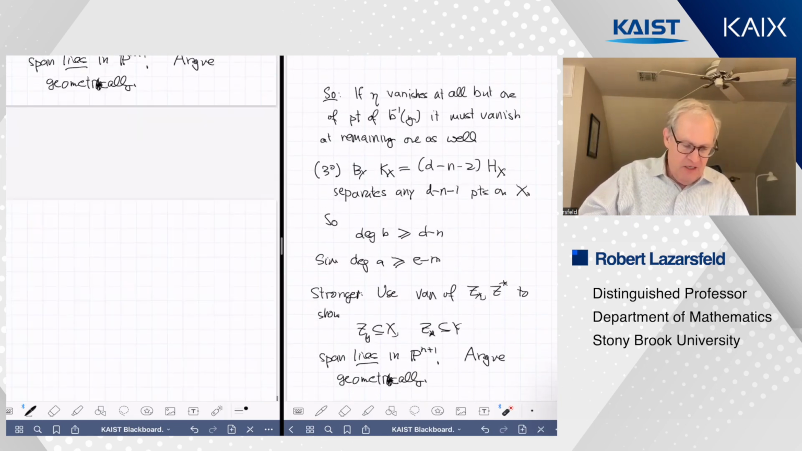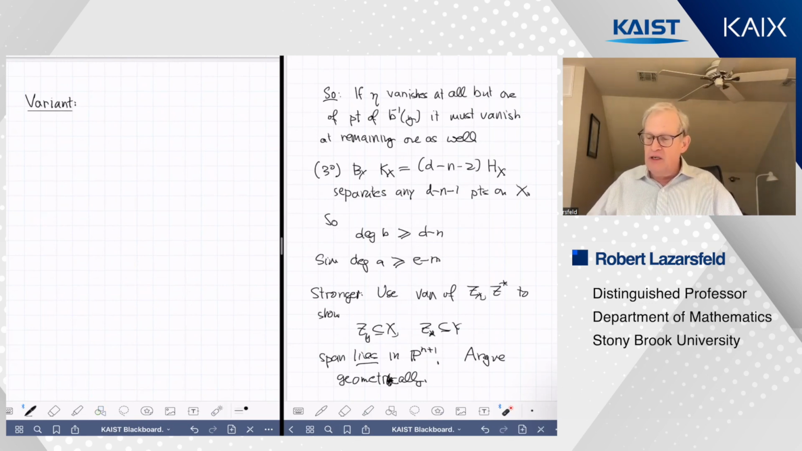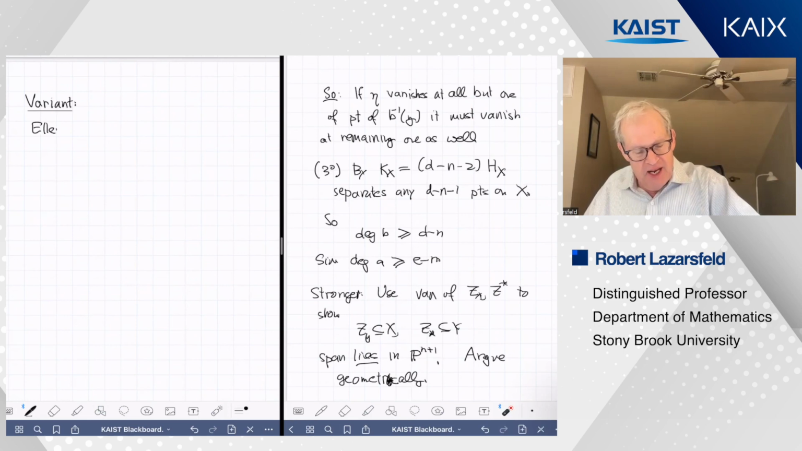Now there's a variant of this that seems interesting, raised by Jordan Ellenberg. Instead of looking at correspondences between two very general hypersurfaces, you can look at what you might call autocorrespondences. So Ellenberg asks, what about correspondences between X and itself?